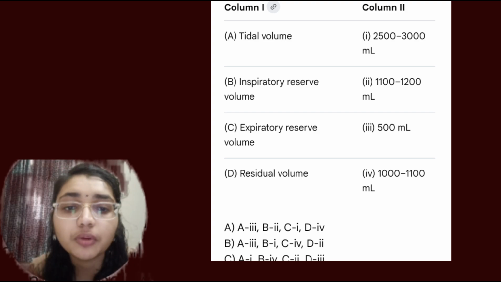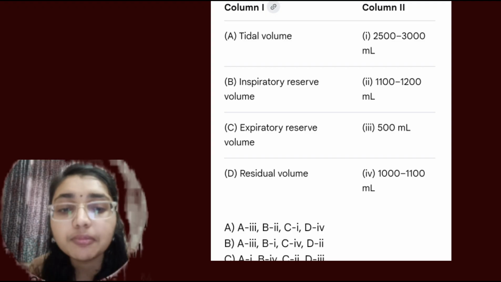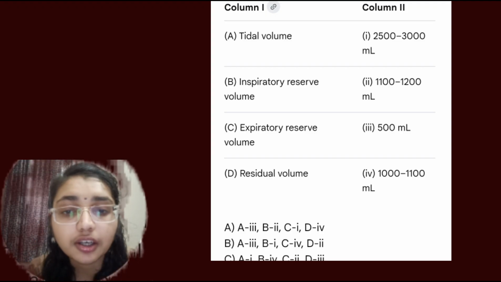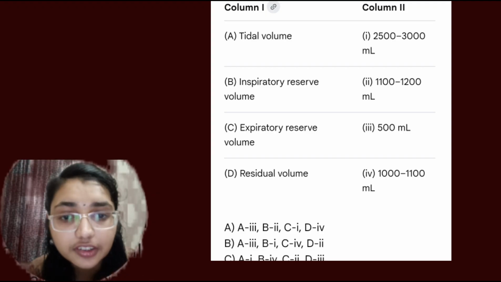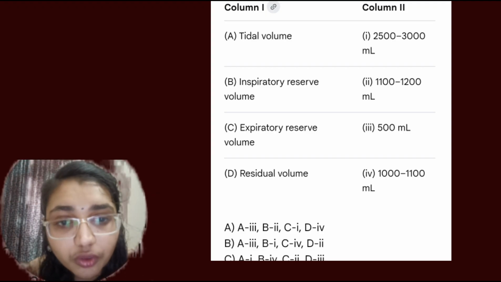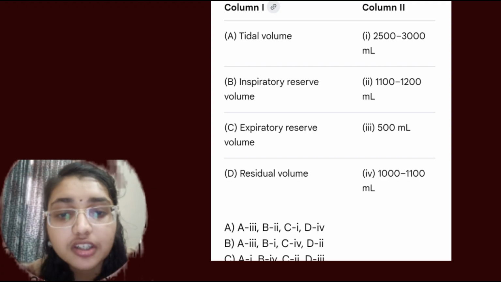It is a short form. I have made a mnemonic for this to remember the values. For example, for tidal volume, 500; for inspiratory reserve volume, 2530. 2530 is inspiratory reserve volume. Then expiratory reserve volume, that is 1011. 1011 is expiratory reserve volume.